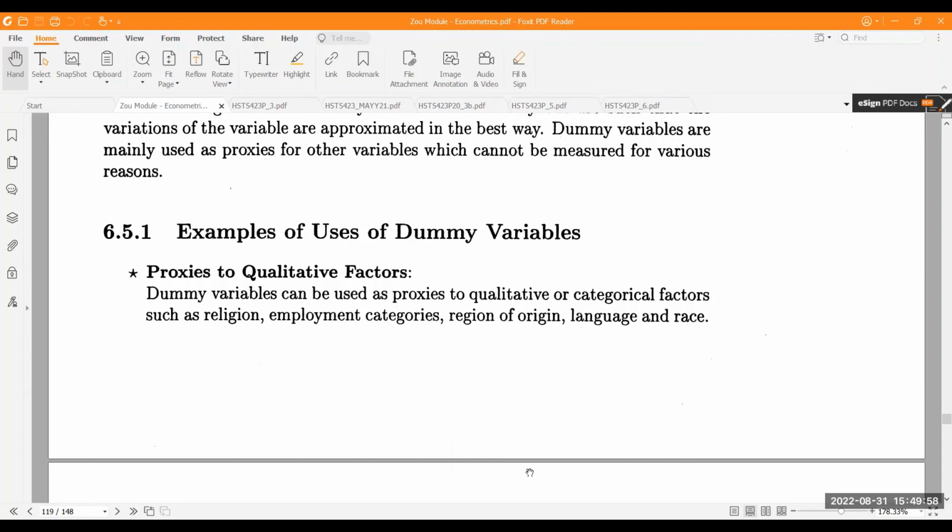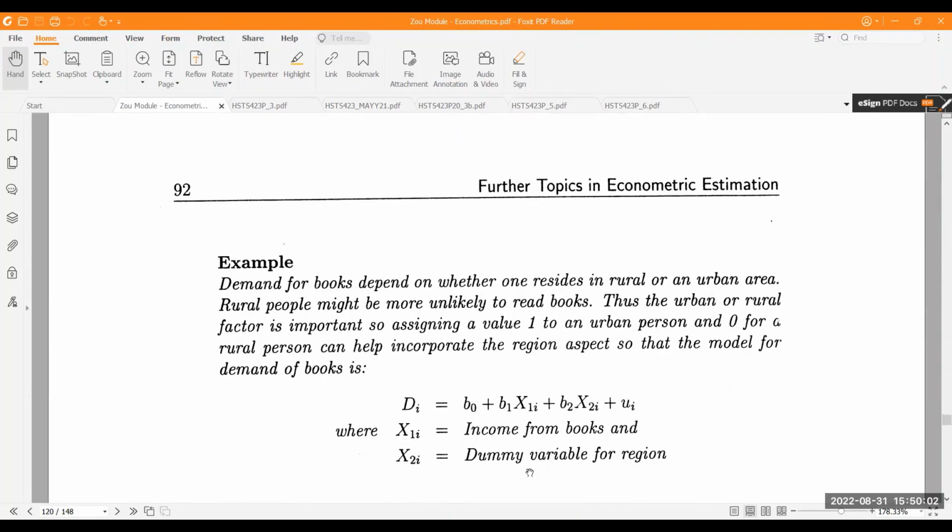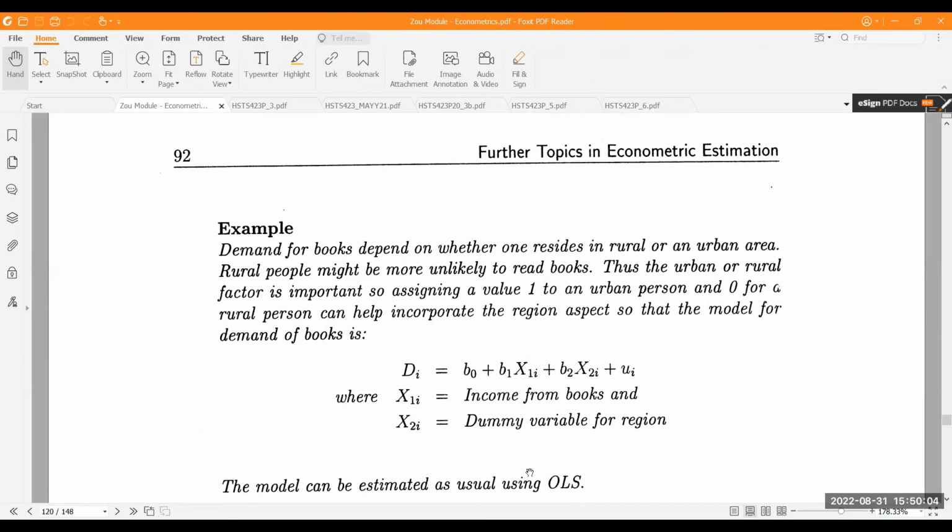So we can categorize religion. We can call religion our variable x, but x can take values 1, 2, 3, 4, 5 depending on how we have categorized our variable, the religion categories.